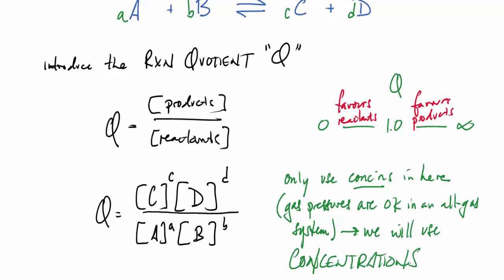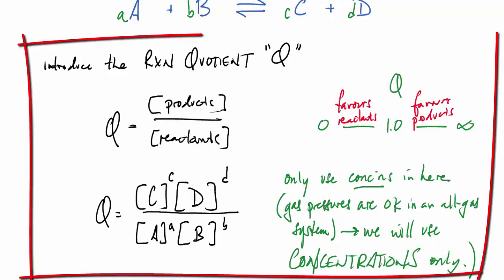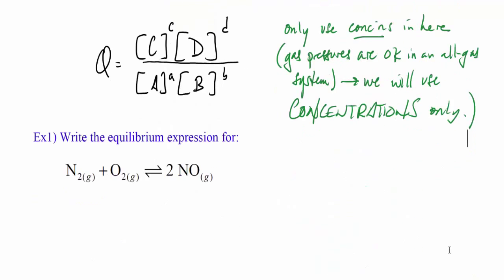So we just use concentrations. Gas pressures are okay in an all gas system, but we'll use concentrations only. So just concentrations, and this is the shape of that thing we're calling the reaction quotient, products over reactants.